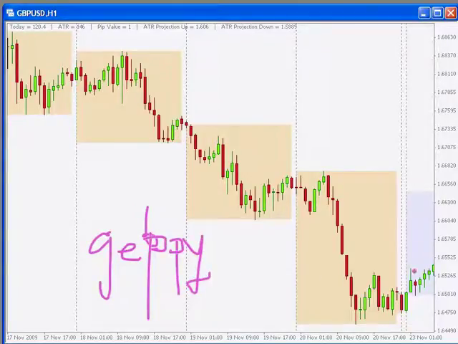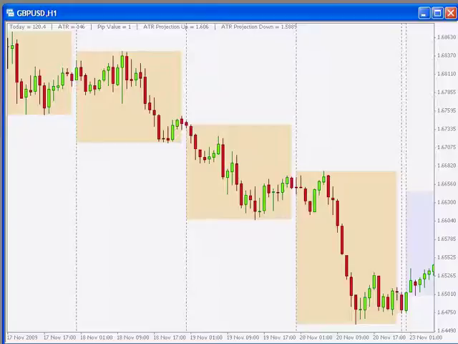GBPJPY, that's the sterling pound against the Japanese yen, etc., etc. Okay, like I said, just forex lingo there. Anyway, cable, sterling pound against American dollar, 1 hour time frame. We're going to be focusing on that breakout there, that Tokyo range and that breakout.